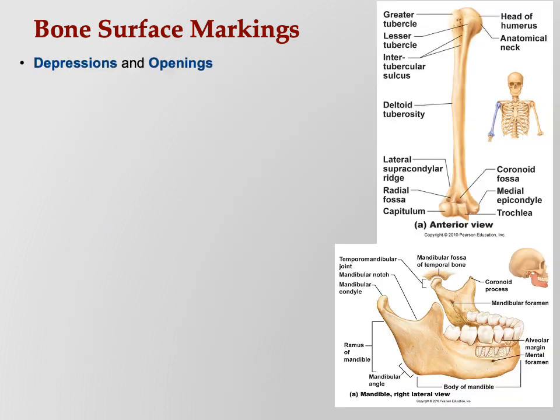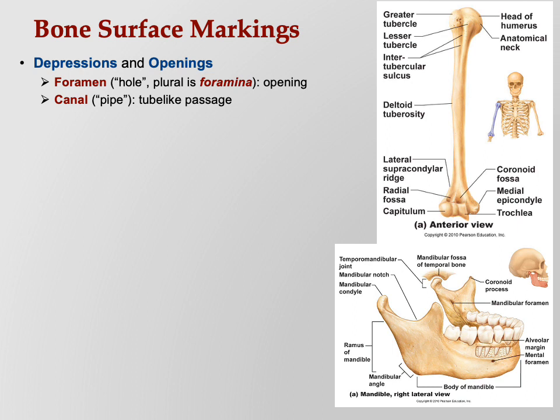Continuing with bone surface markings, the depressions and the openings, let's look at some examples. So foramen, or foramen, I don't care how you pronounce it again. Literally in Latin, that means hole. In Latin, a lot of words don't form their plural just by adding an S. So the plural of foramen is foramina. So if you have one, it's a foramen. If you have two or three or four, however many, we call them foramina. Those are openings. Those are holes.